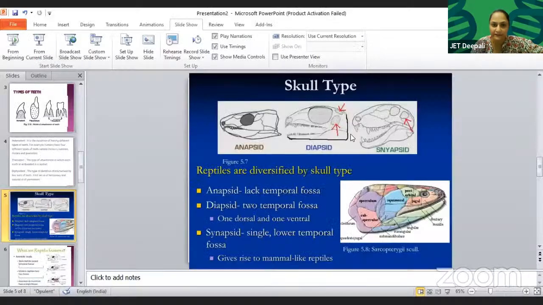See, this is the head part of a reptile. You can see this is the depression kind of thing. To show you the depression, they have marked it with a circle. These are called temporal fossae. This is a temporal fossa and this is a temporal fossa. Clear?